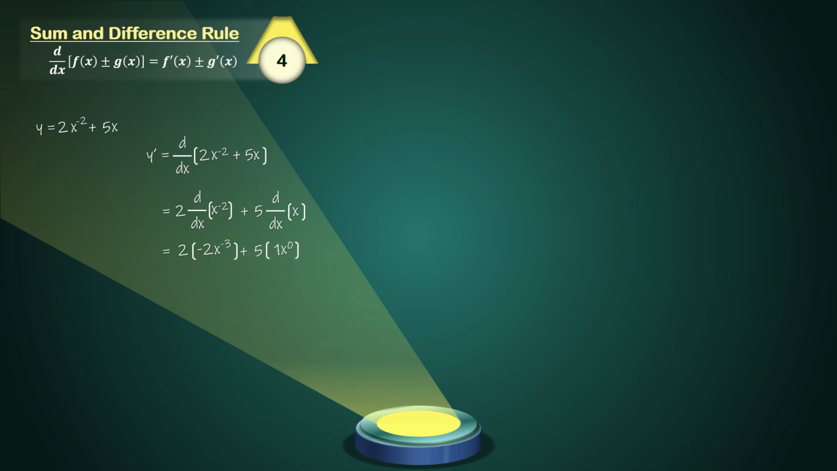Simplify each term. The product of 2 and negative 2x raised to negative 3 is negative 4x raised to negative 3. Plus, the product of 5, 1, and x raised to 0, which is 1, is 5. Rewrite the first term using the rule of exponents, and it is equal to negative 4 over x cubed. Thus, the derivative of the function is negative 4 over x cubed plus 5.